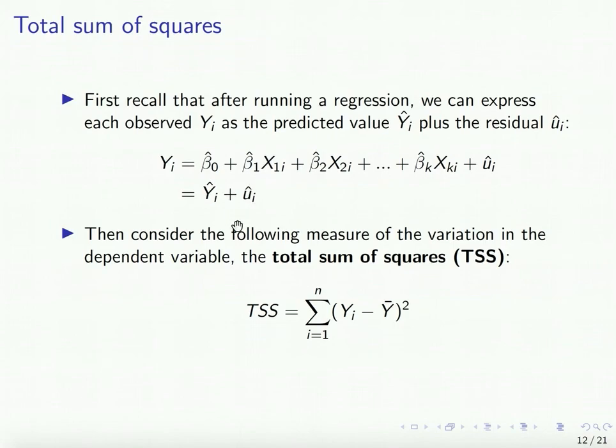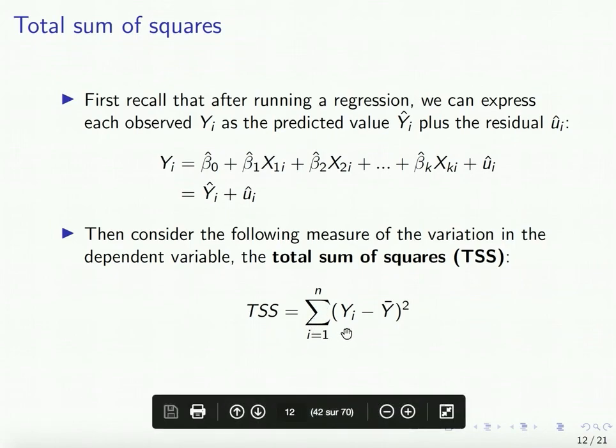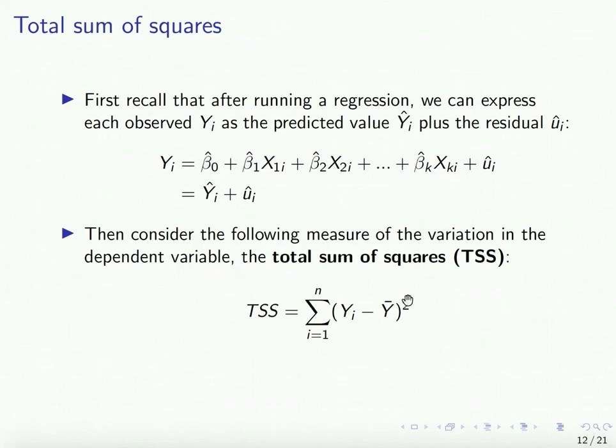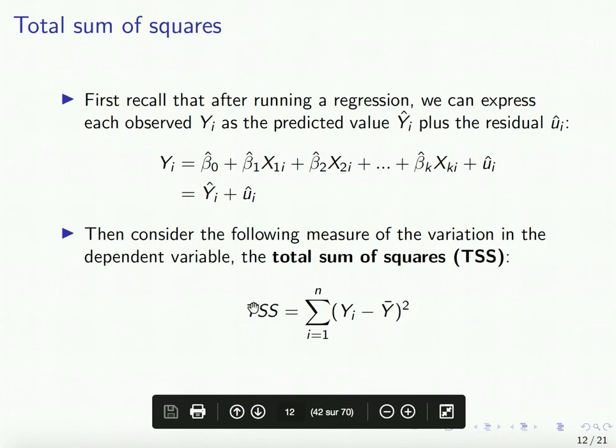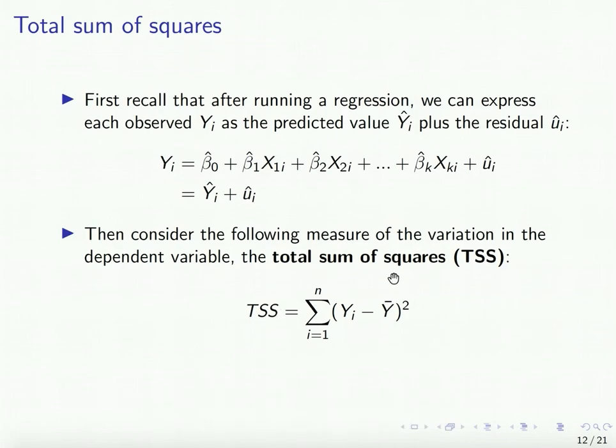Now, let's consider a measure of the variation in the dependent variable. Specifically, let's call the total sum of squares the sum of the distance between each data point and the mean of that variable, squared. That's a formula that looks like the variance, except that you would have to multiply it by 1 over n minus 1 here. But essentially, you can think of it as the variance of yi. It's not properly the variance of yi, but it's fair if you think of it this way.